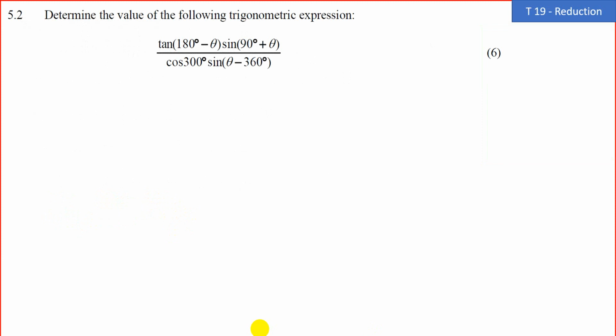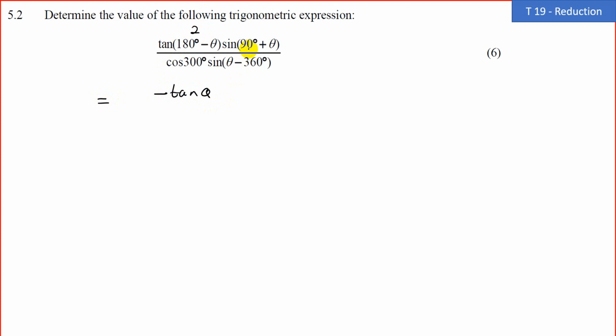Looking at the next question, determine the value of the following trig expression. So we start off with tan of 180 minus theta. Now that 180 minus theta is in our second quadrant, and we know tan is negative in our second quadrant. So we're using reduction formula once again.